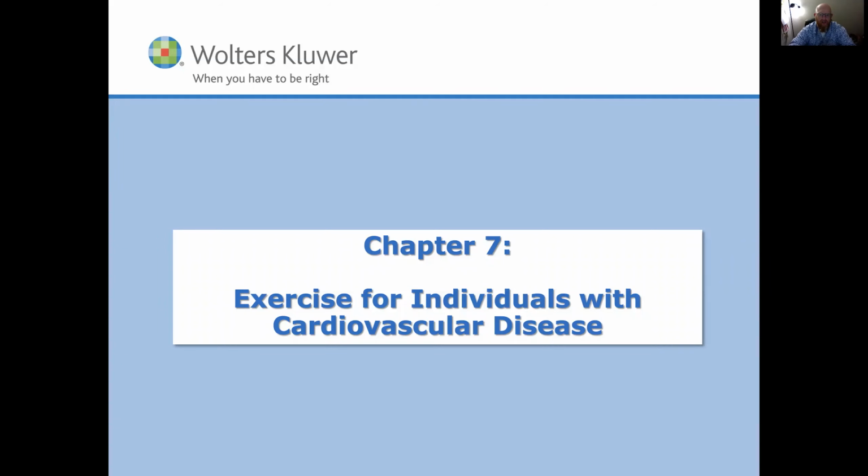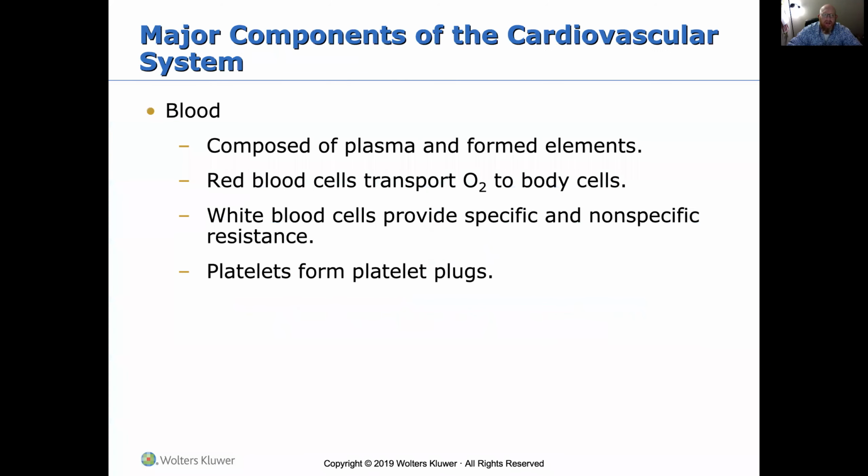All right, let's talk about exercise for individuals with cardiovascular disease. Major components of the cardiovascular system. As you know, the first one is blood, which is composed of plasma and formed elements. You need to know those pieces of blood. The red blood cells, their purpose is to transport oxygen to our body cells. White blood cells provide specific and non-specific resistance, as it says here. They actually help to fight off pathogens and things in our bodies.